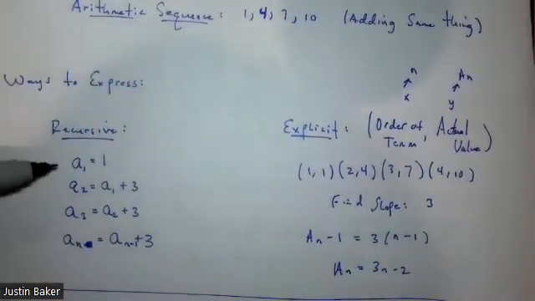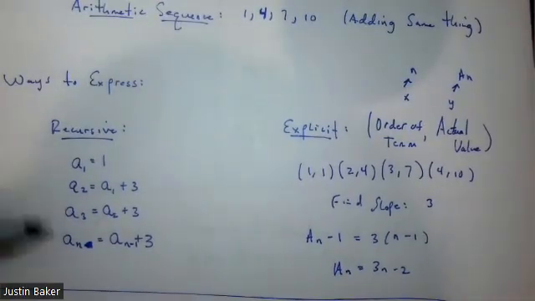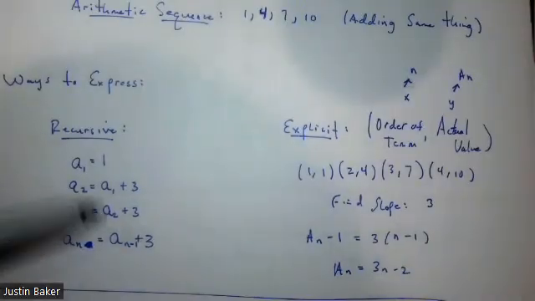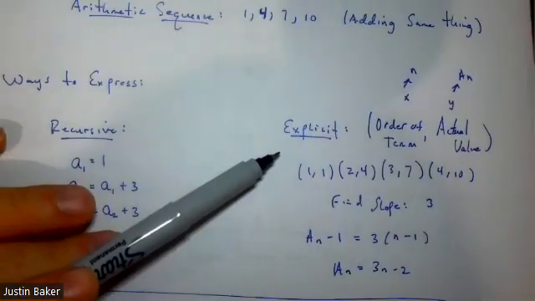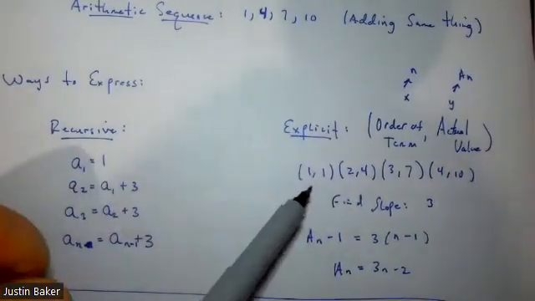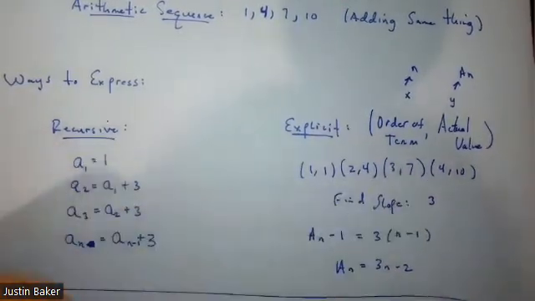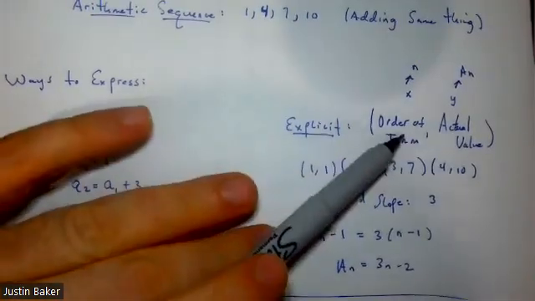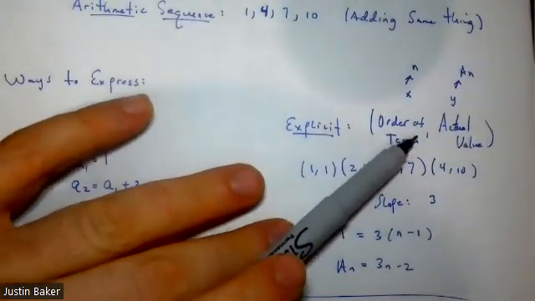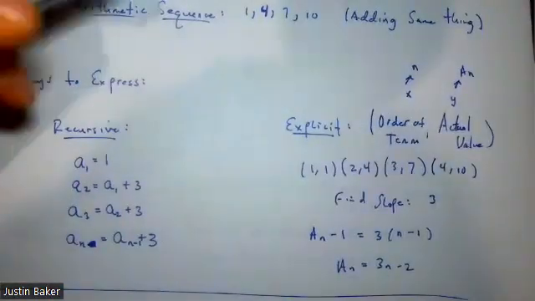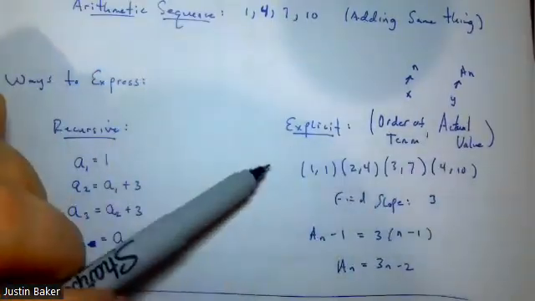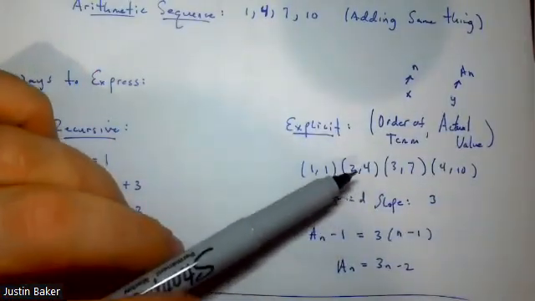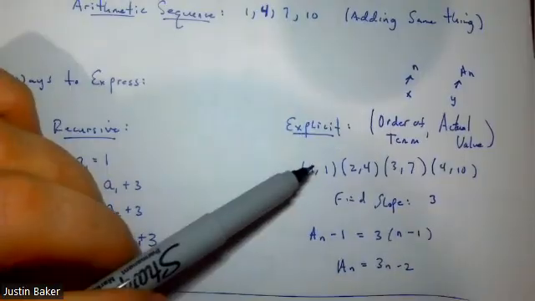So in a recursive formula, you have something that is very easy to say. If I want to find this specific term, here's my formula that does that. Explicit is going to be basically you list out these terms, in the format order of the term, comma, actual value. So this is the first term, second term, third term, fourth term, and then the actual value is the y value of that piece.